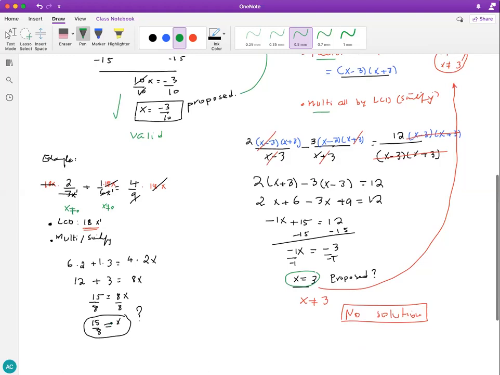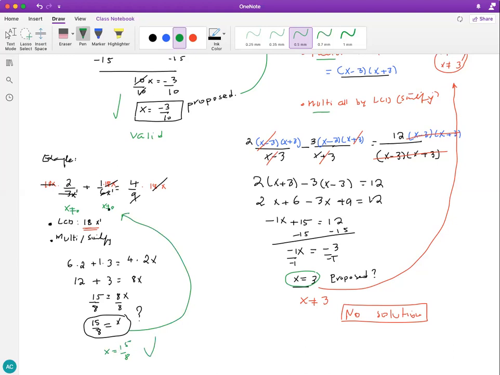Now, is this one a good answer or bad? Again, we just have to check it against these. Can we use this as a solution? X equals 15 over 8. Is it one of these? No, it's not, so we can use it. There's no problem. So this one is okay.